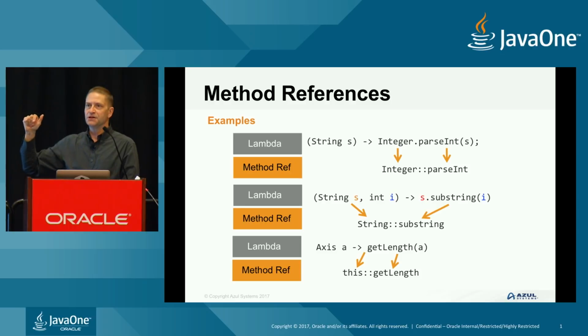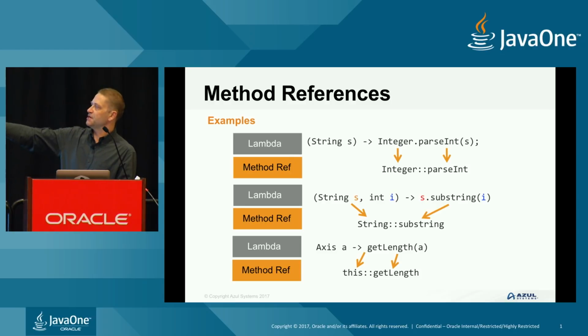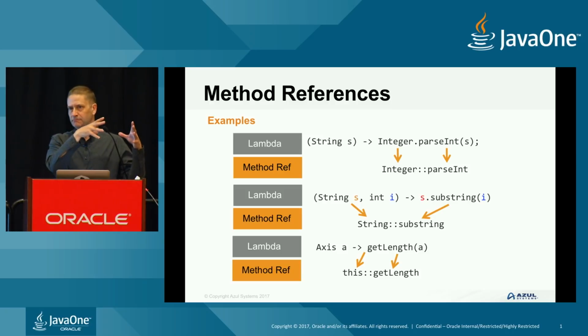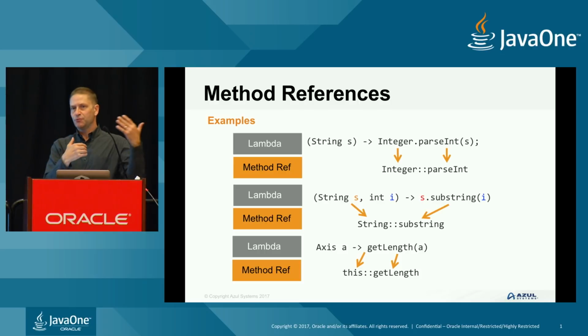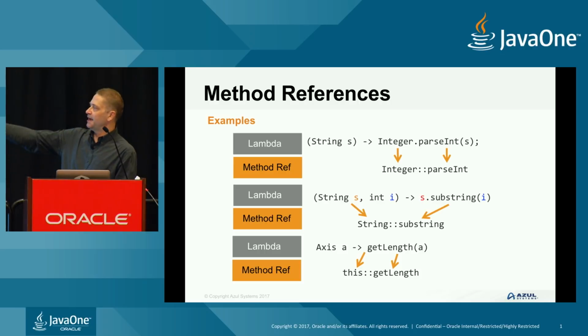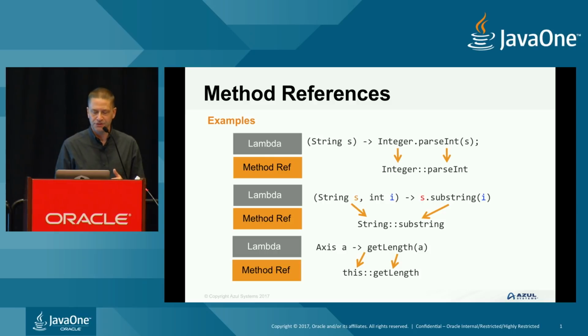And then in terms of the last one, if we've got an existing object, in this case, we've got an axis a, and then we're going to call getLength, which is in the class which we're actually running in, we can use this as a reference, because again, the Lambda expression is not associated with the class, so this represents the surrounding scope, and we can call getLength on that. So these are the three different ways that we can use method references.